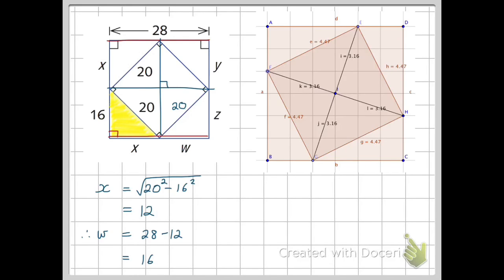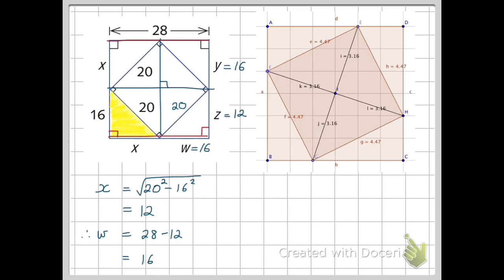Alright, so to find z, we apply the fact that the hypotenuse of the next triangle along is 20. We know that w is 16, and that will give z equals 12 as before, same as x. And then of course y must also be 16 by applying the symmetry of the diagram.